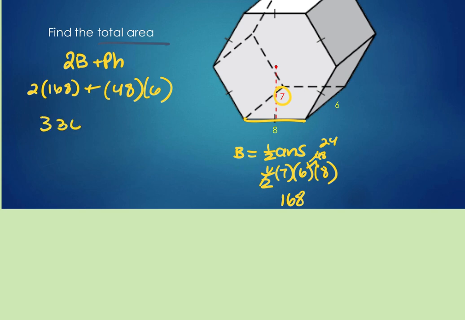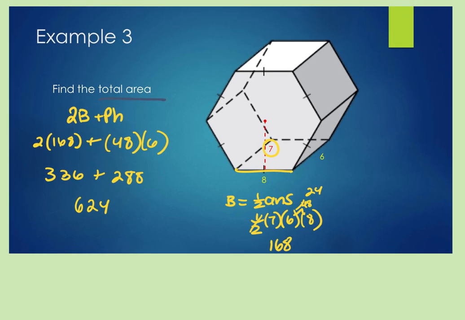So 336 plus 288. 624. Because it's 8 and there's 6 sides. Like one side length is 8 and it's a hexagon. That's the length of each side. So it'd be 8 plus 8 plus 8 plus 8 plus 8 plus 8, or 8 times 6.